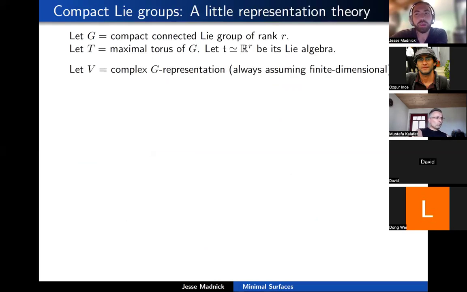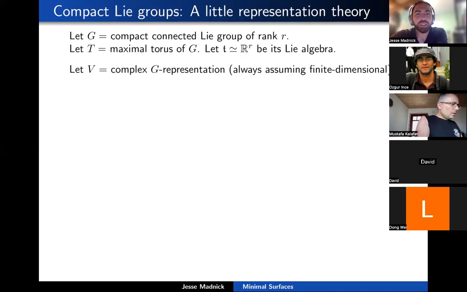We're going to need a little bit of representation theory. So let G be a compact connected Lie group of rank R. Let capital T be its maximal torus. The maximal torus is a Lie group, so it has a Lie algebra. The Lie algebra will be denoted little t, and little t you can think of as R^R.